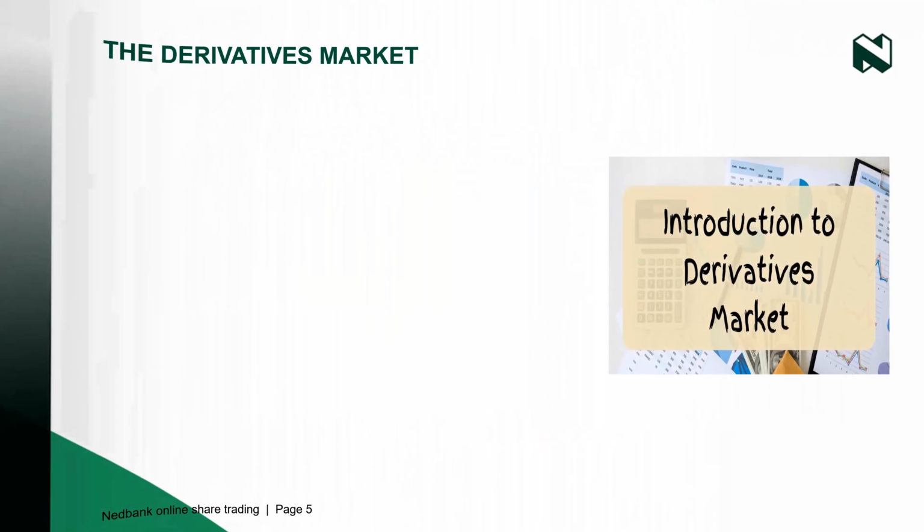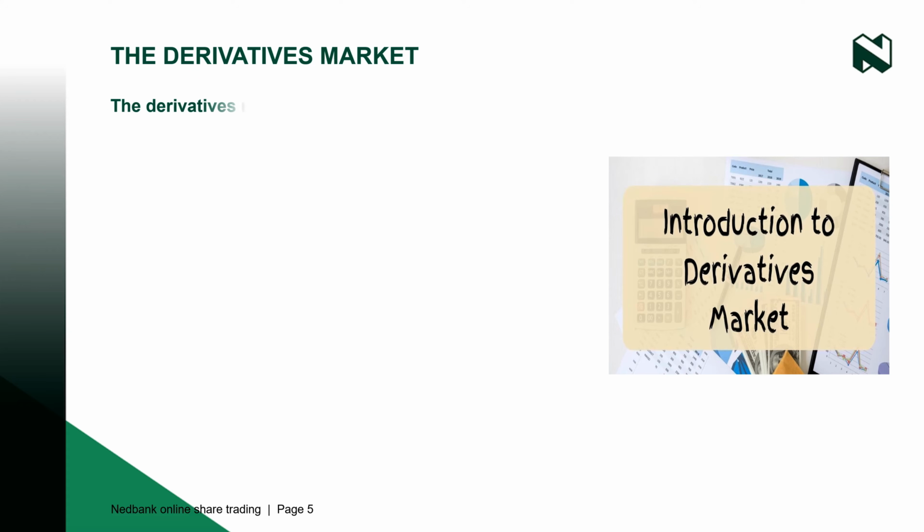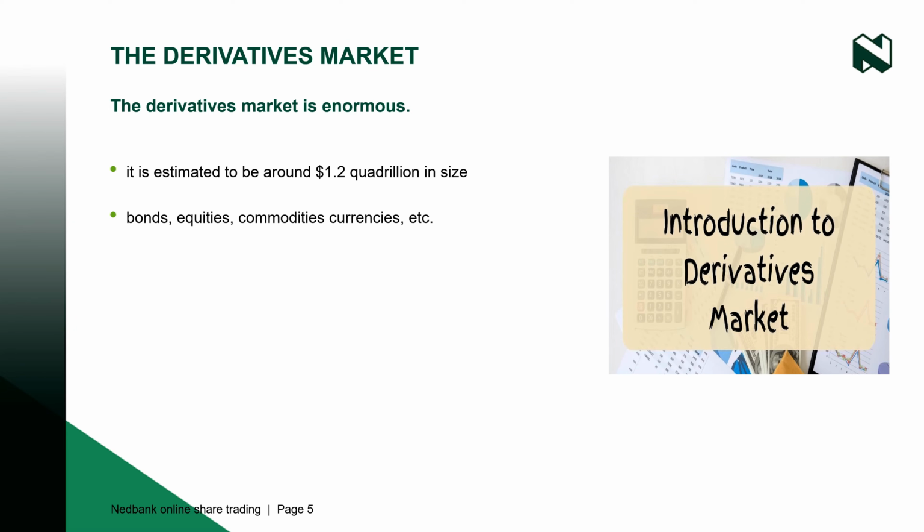The derivatives market these days. The derivatives market is enormous. It is estimated to be worth around $1.2 quadrillion. The reason why it is so large is that derivatives can be created for many different assets, including bonds, equities, commodities, currencies, etc. Many more experienced investors prefer to buy derivatives rather than buying the underlying asset.